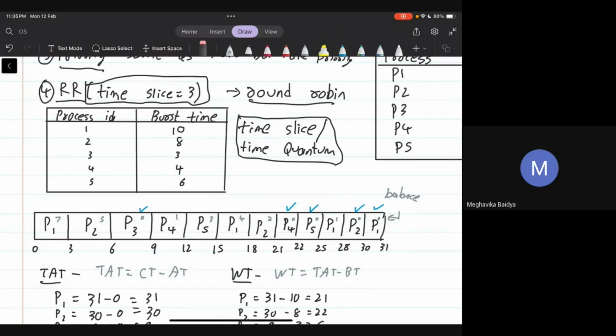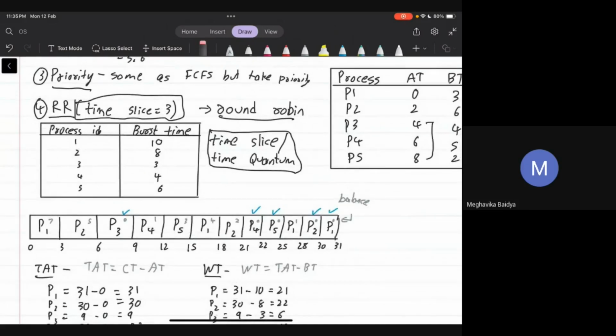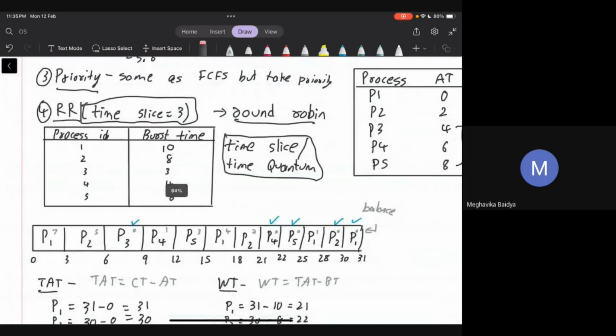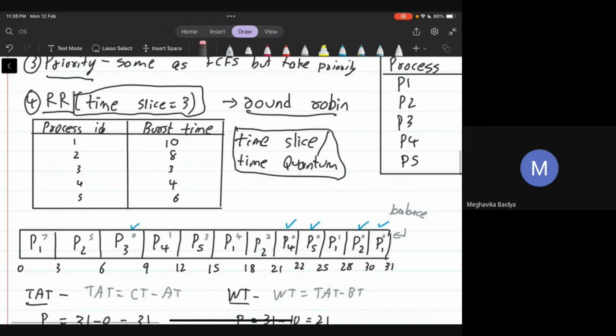And how do you do this? For this, you can take the priority to be 1, 2, 3, 4, 5 like this. There is no arrival time for round robin as such. Arrival time for round robin only comes in preemptive. For non-preemptive, arrival time won't come. For preemptive, there might be arrival time. So for this, you can directly do the Gantt chart. And wait, let's do the Gantt chart actually.